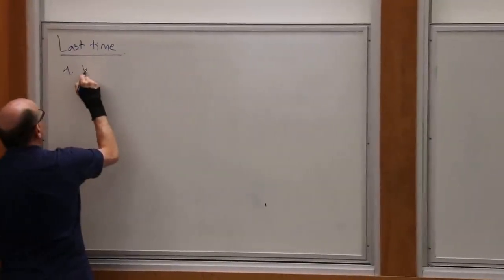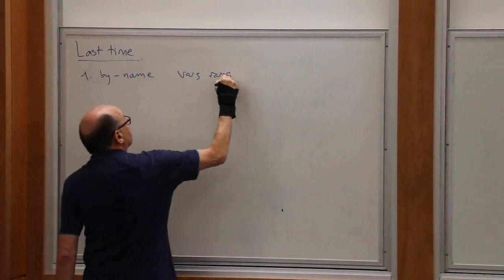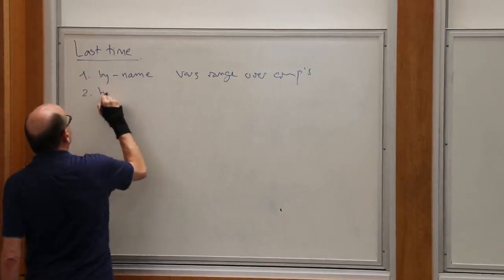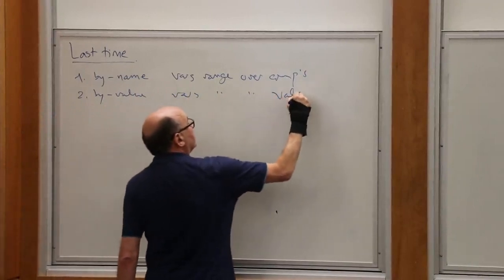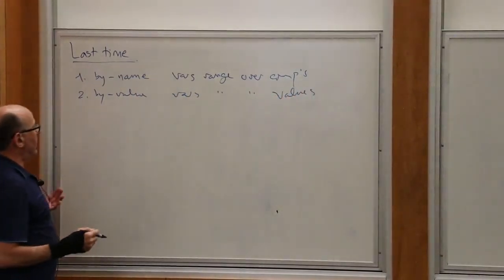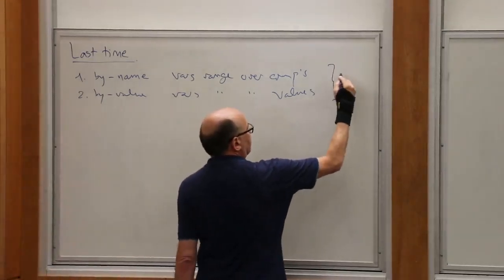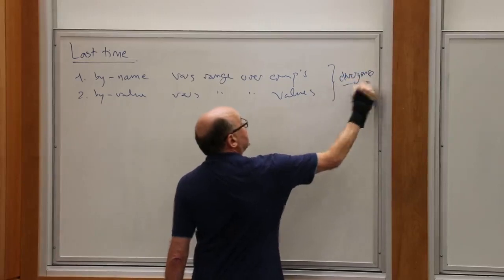Okay, so what we were doing last time, so last time we were looking at the distinction between by name languages, where variables range over computations that are possible to define, and by value languages, where value variables range over values, things that are already computed, that have been finished computing. And the fact is that these things come apart, in the presence of divergence. That was the thing I started out by talking about.